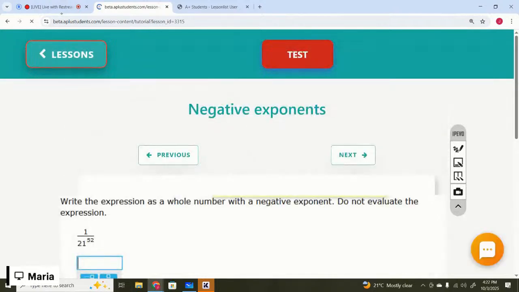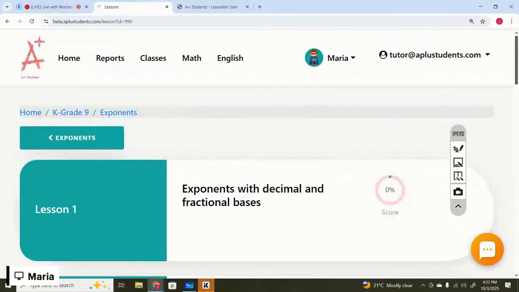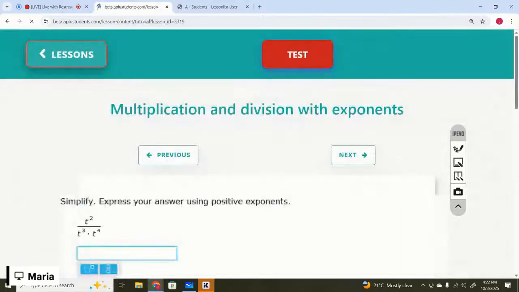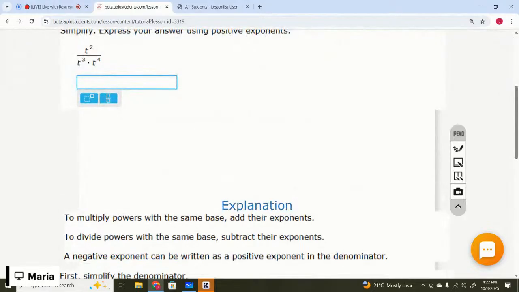The next one is multiplication and division with exponents. Simplify, express your answer using positive exponents: t squared divided by t cubed over t exponent 4. So first thing we need to learn is the rules to multiply and divide exponents. To multiply powers with the same bases, we add their exponents, right? And to divide powers with the same base, subtract their exponents. A negative exponent can be written as a positive exponent in the denominator.